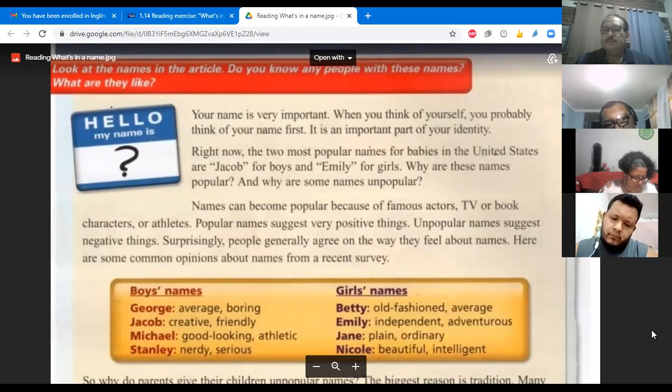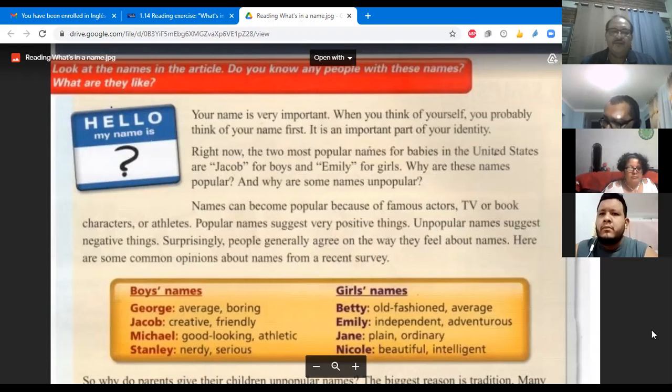What's the meaning of surprisingly? Okay, this is, for example, when you say sorprendentemente, right? It says surprisingly, people generally agree on the way we feel about names. Okay. For example, teacher, the meaning of nerdy. Nerdy is a person who is intelligent and studies a lot. It's a person that usually is like a nerdo, right? That we say in Spanish, that likes to study and is always reading and knows a lot of things. That's a nerdy.